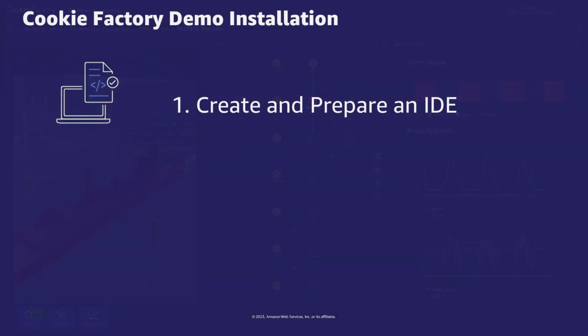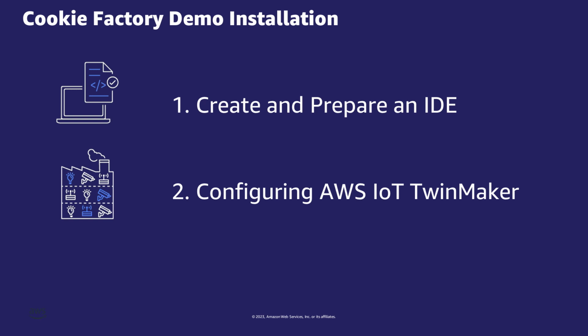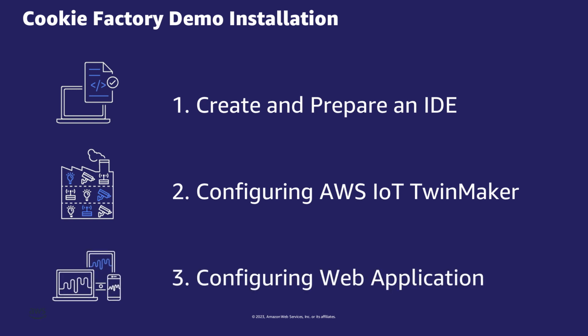The installation comprises 3 major steps. First, we'll set up an IDE, and I'll be using AWS Cloud9. Second, we'll configure AWS IoT TwinMaker. Third, configuring a custom web application, which will run a development web server from the Cloud9 IDE.